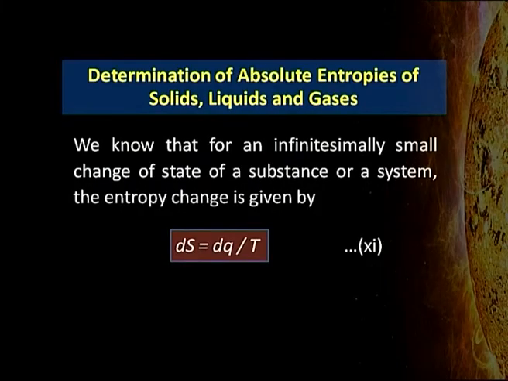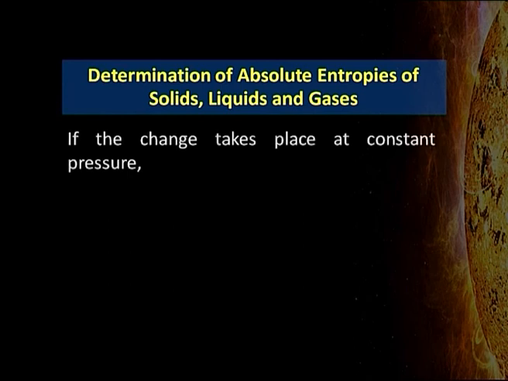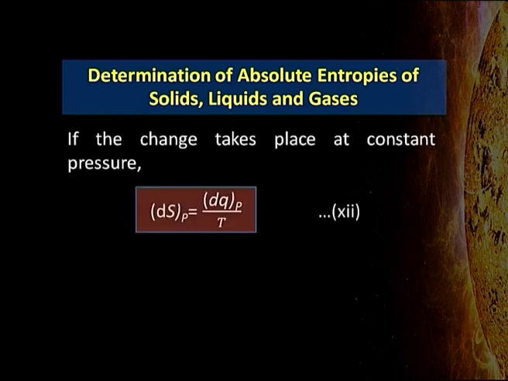As we know, for an infinitesimally small change of state of a substance or a system, the entropy change is given by dS equal to dq by T, represented by equation number 11. If the change takes place at constant pressure, then dS at constant pressure is equal to dq at constant pressure divided by T. This is equation number 12.